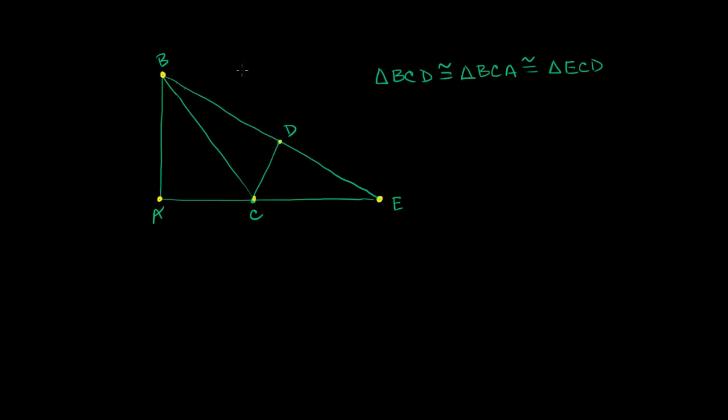So just looking at the order in which they're written, vertex B in BCD corresponds to vertex B in BCA. So this is the B vertex in BCA, which corresponds to the E vertex in ECD. So everything that I've done in magenta, all of these angles are congruent.